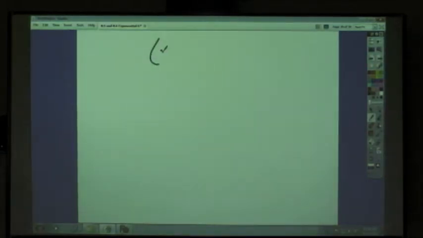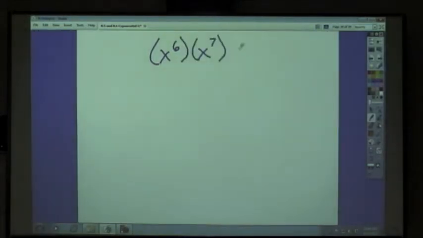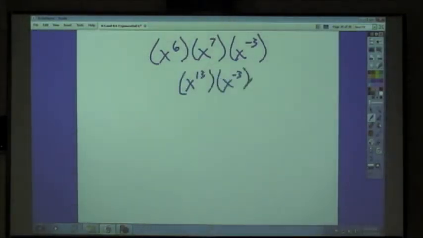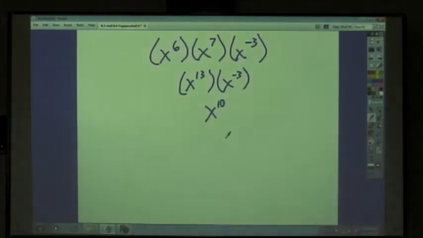Let's say you are multiplying like bases. Something like x to the 6th times x to the 7th times x to the negative 3rd. You can take this piece by piece, or you can do it all at once. It doesn't matter to me, just as long as you use the properties of exponents. So we're multiplying like bases. So when you multiply like bases, what do you do? You add the exponents together. So you do 6 plus 7, that would be x to the 13th power. And then you do 13 plus negative 3. Be careful there. 13 plus negative 3 is 10, so it's x to the 10th power.